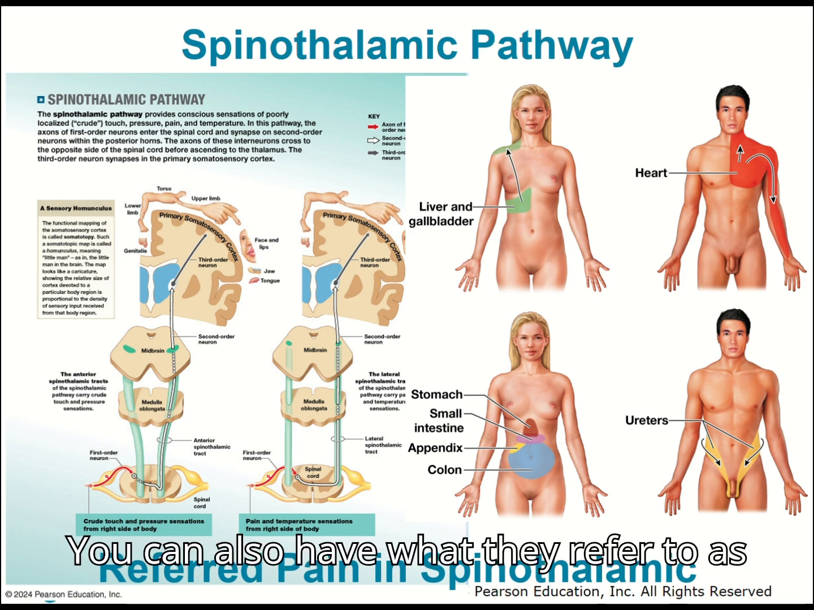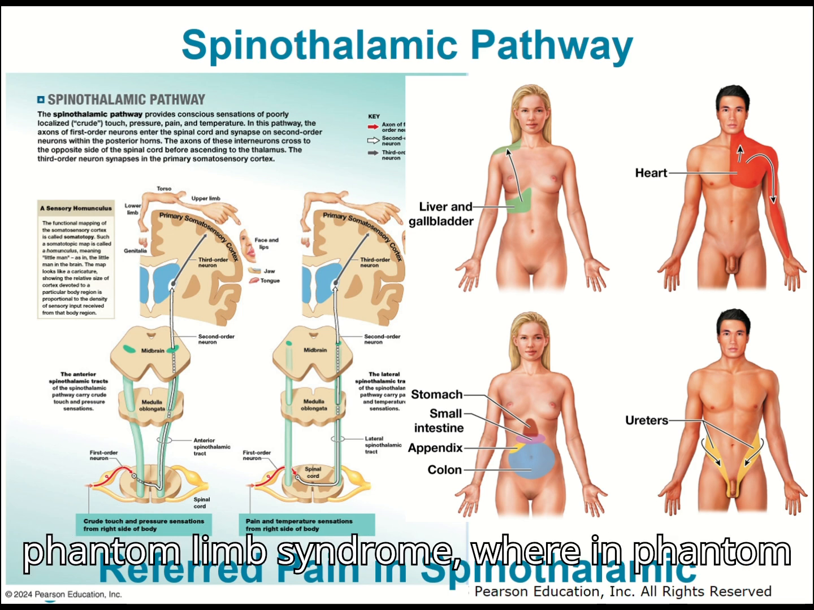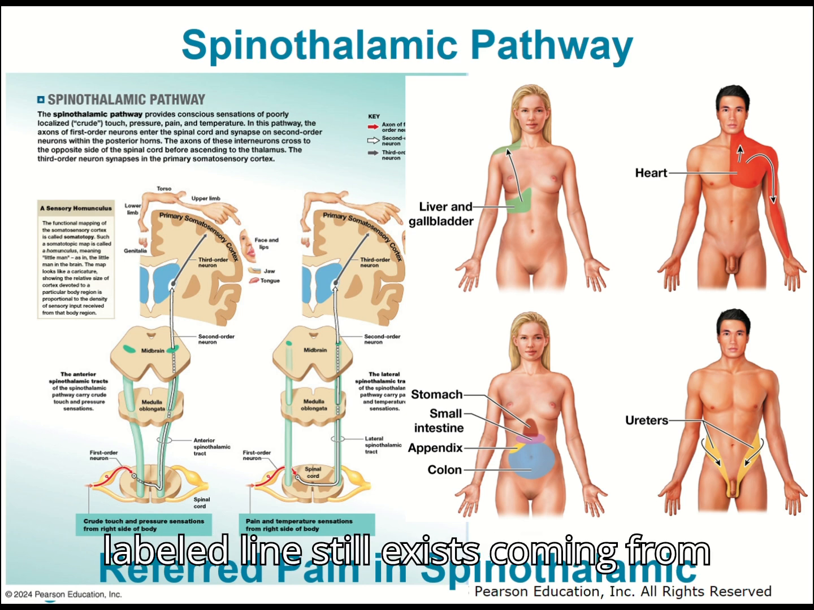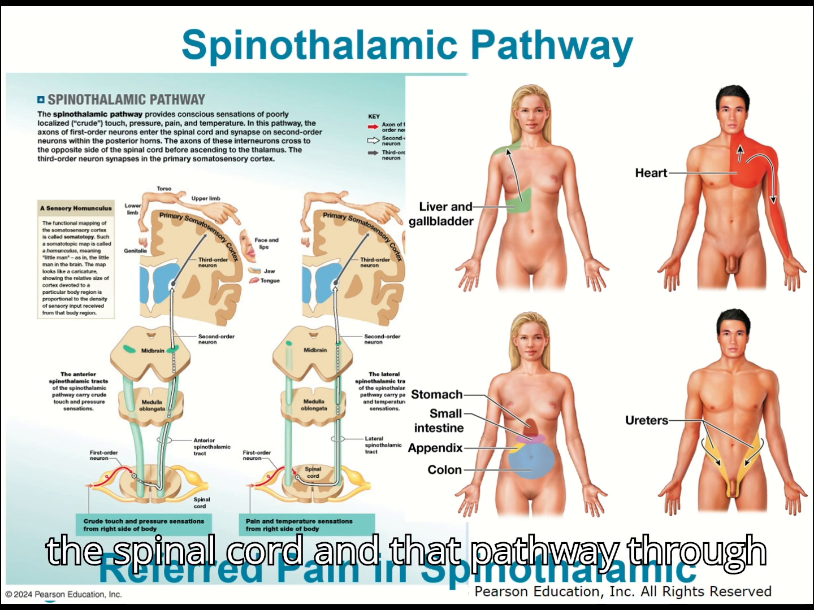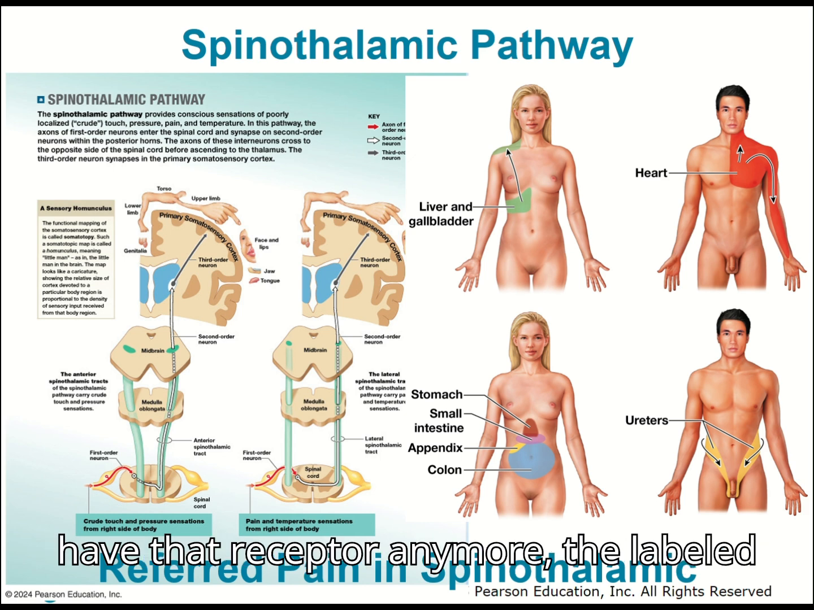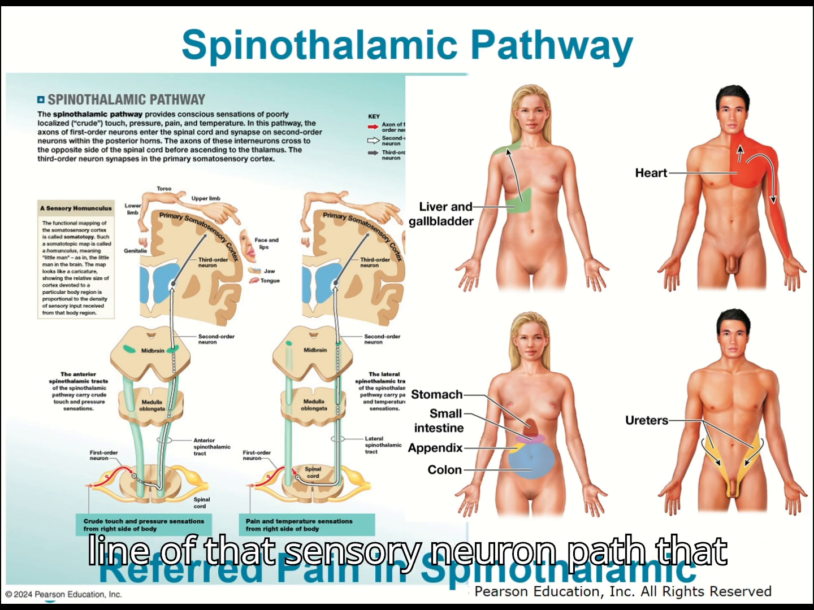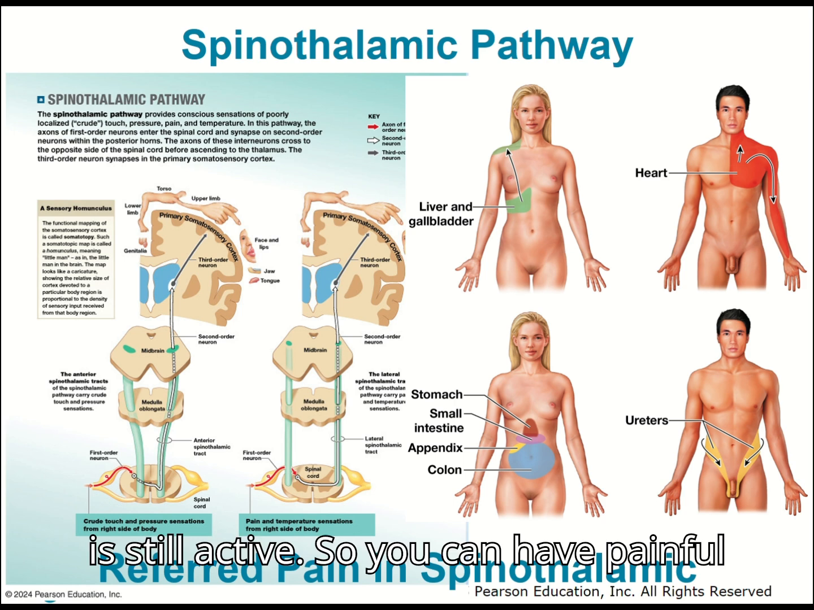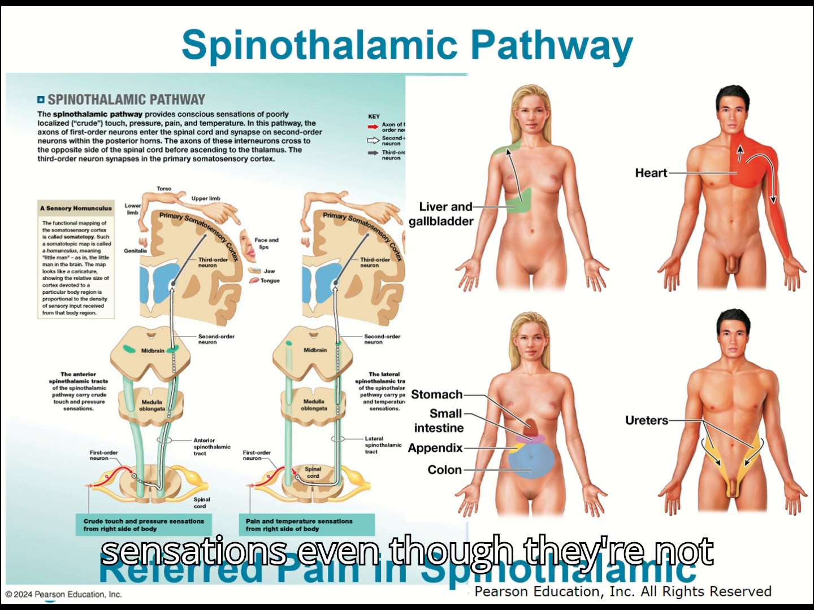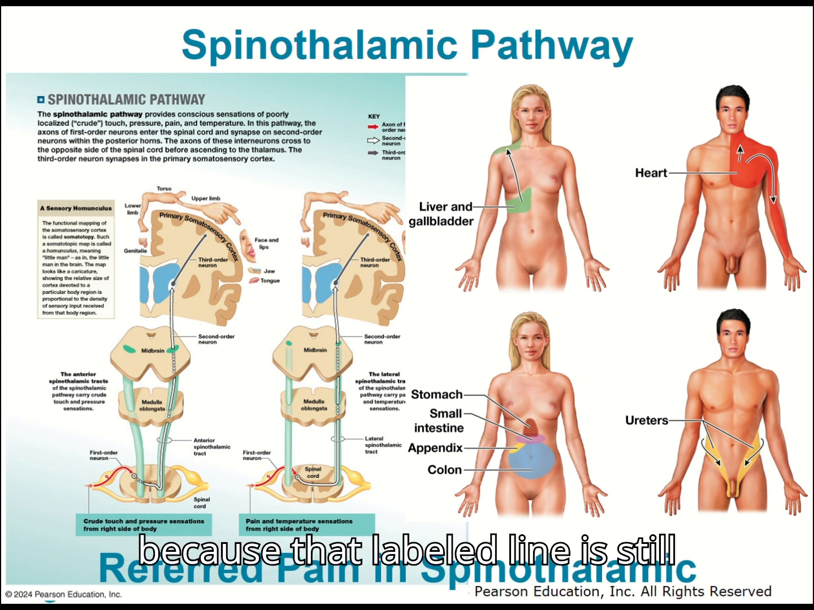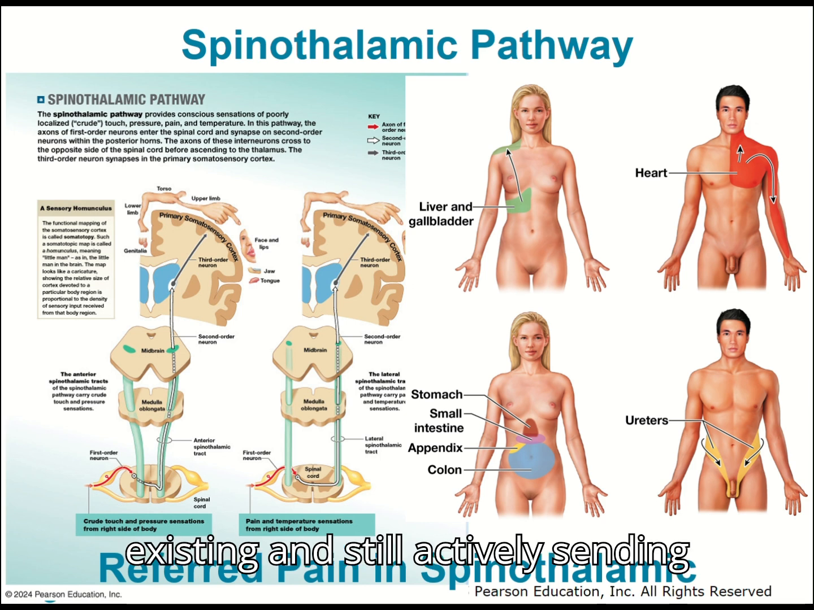You can also have what they refer to as phantom limb syndrome, where you're having continued pain in an area that has actually been amputated. That labeled line still exists coming from the spinal cord and that pathway through to the brain. So even though you may not have that receptor anymore, the labeled line of that sensory neuron path that goes into the spinal cord, up through the spinal cord, through the cerebral cortex is still active. So you can have painful sensations even though they're not actually originating at a receptor, because that labeled line is still existing and still actively sending signals.